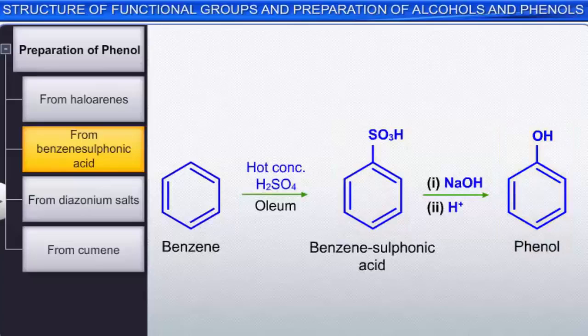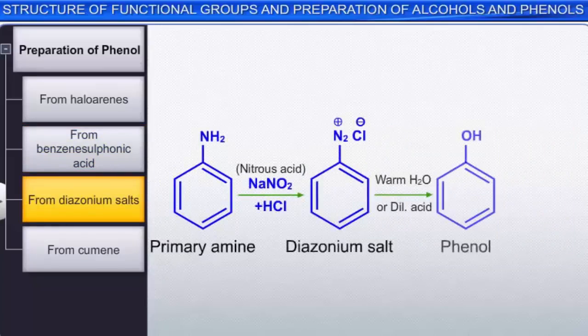A third synthetic route uses diazonium salts. In the first step of this process, an aromatic primary amine is reacted with nitrous acid from NaNO2 and HCl to form a diazonium salt. Then, the diazonium salt is hydrolyzed with warm water or dilute acid to phenol. The overall equation is shown here.